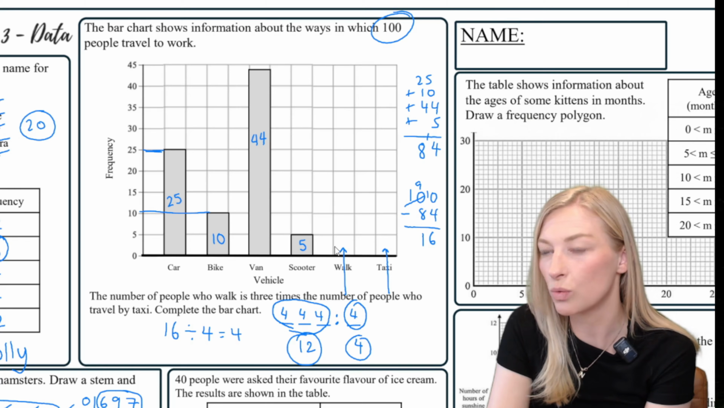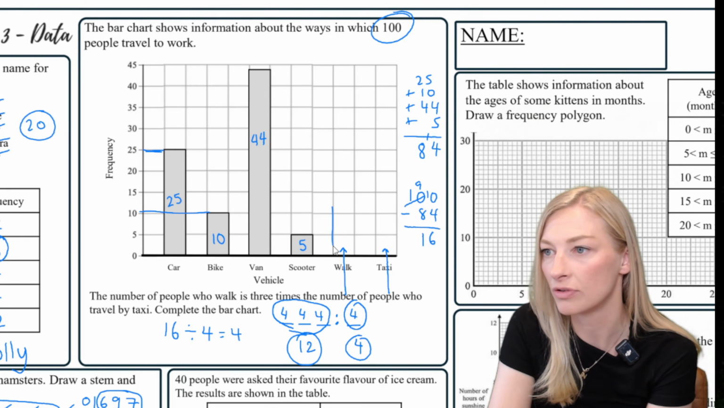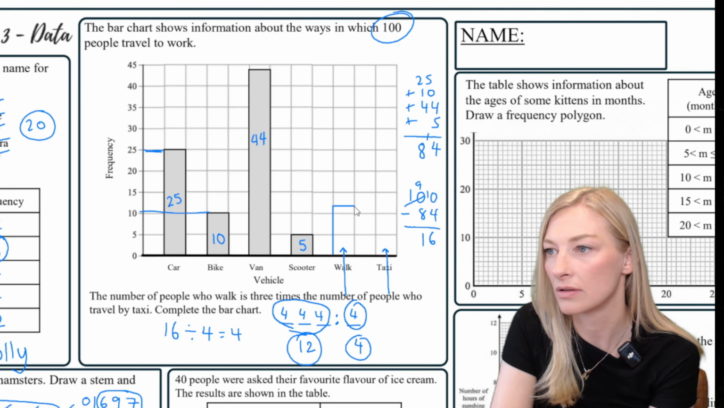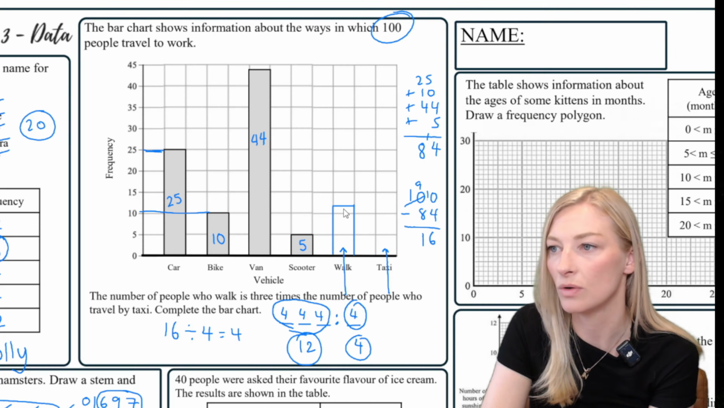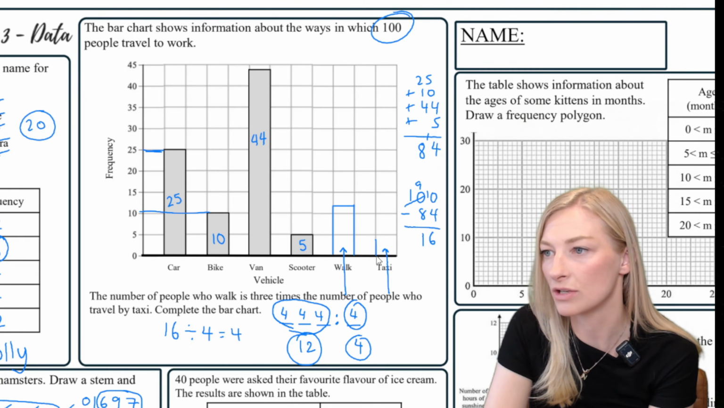Walk then, we need to do 12, so we'll go up to 12, which would look something like that. Each big square is worth 5, so we're not quite halfway, but we're there. And then taxi is going to be 4, so let's draw that a little bit less than 5 there.